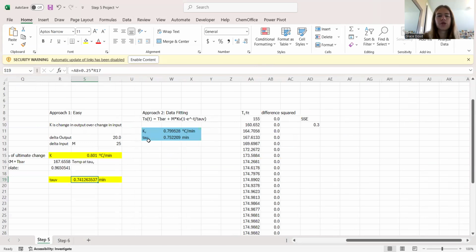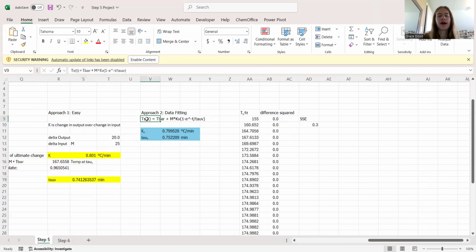And then the hard approach was the data fitting, which this is my fitted equation. And then I plug that in here, and then I did the difference between my fit and the experimental data. I summed that all and I squared it, and then I minimized this while changing kV and tau v. And yeah, that's about it.